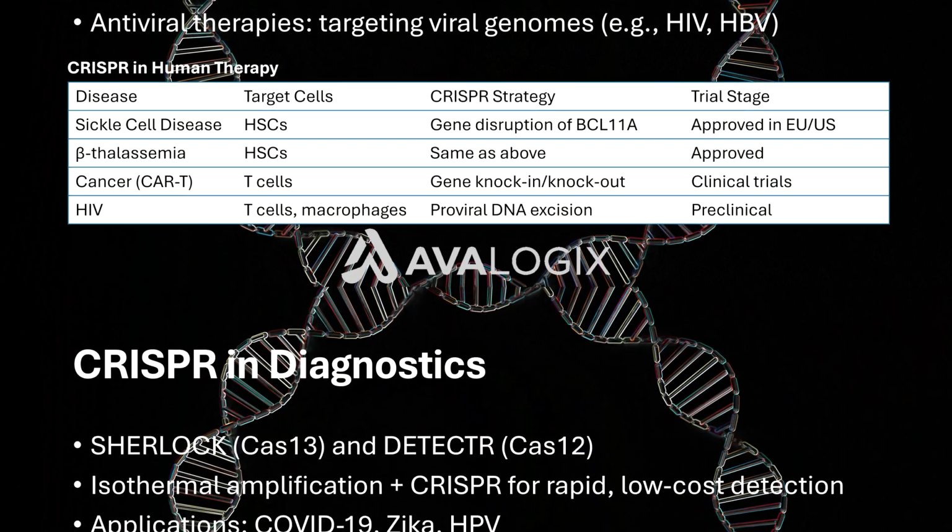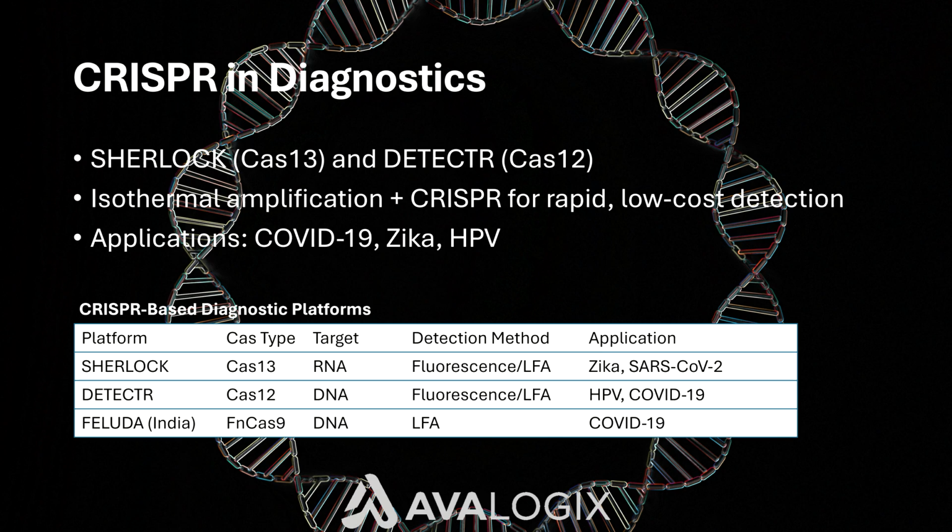infections. CRISPR isn't just for editing genes, it's also powering a new generation of diagnostic tools. Two standout platforms are SHERLOCK, Specific High-sensitivity Enzymatic Reporter unLOCKing, and DETECTR, DNA Endonuclease Targeted CRISPR Trans Reporter. SHERLOCK uses Cas13, which targets RNA, while DETECTR employs Cas12, which cuts single-stranded DNA. Both systems leverage the unique property of collateral cleavage.